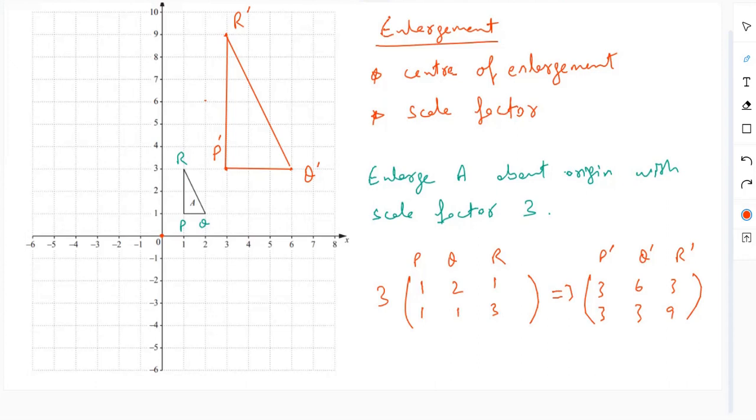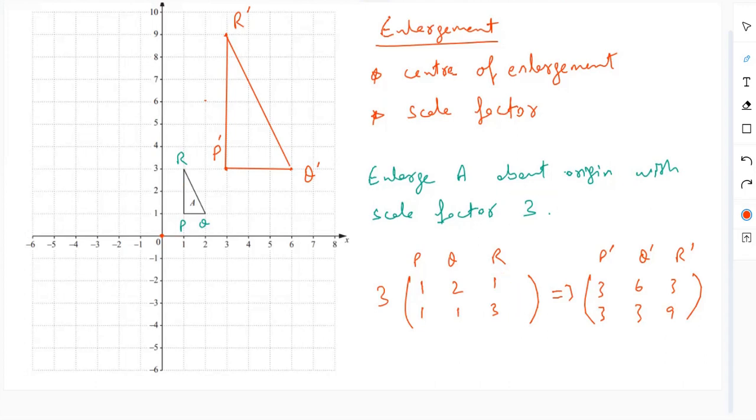No? Okay, let's see. To go from the origin to P, what do you have to do? 1 unit right, 1 unit up. You write P's coordinates like this: 1 1. To go from the origin to Q, 2 right, 1 up, that's what we're doing here: 2 1. For R, what are we doing? 1 right, 3 up, you write 1 3 here.